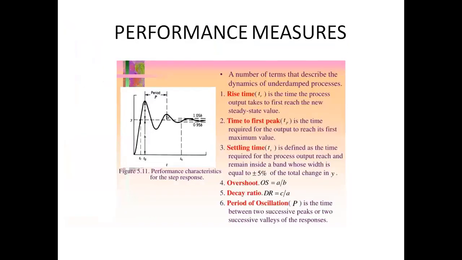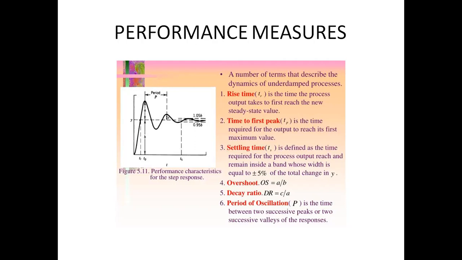The next and last topic in the unit is about the performance measures. We'll have six performance measures: one, the rise time; another, the time to first peak; third, the settling time; fourth, the overshoot; fifth, the decay ratio; and sixth, the period of oscillation. Rise time is the time the process output takes to first reach the new steady state value. Second, time to first peak.